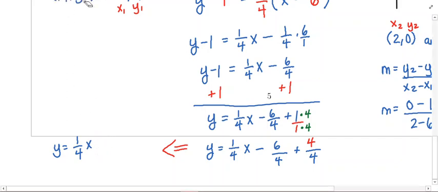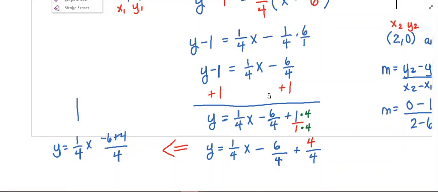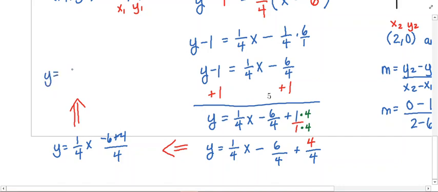We're going to have 1/4 x, and then we're not sure what the sign is going to be. So we're going to keep the bottom over 4, and then you need to add across the top, negative 6 plus 4. So then that will give us the final answer. y will equal 1/4 x. Negative 6 plus 4 is going to be minus 2 over 4. This reduces. You can write the final answer as y equals 1/4 x minus 1/2.